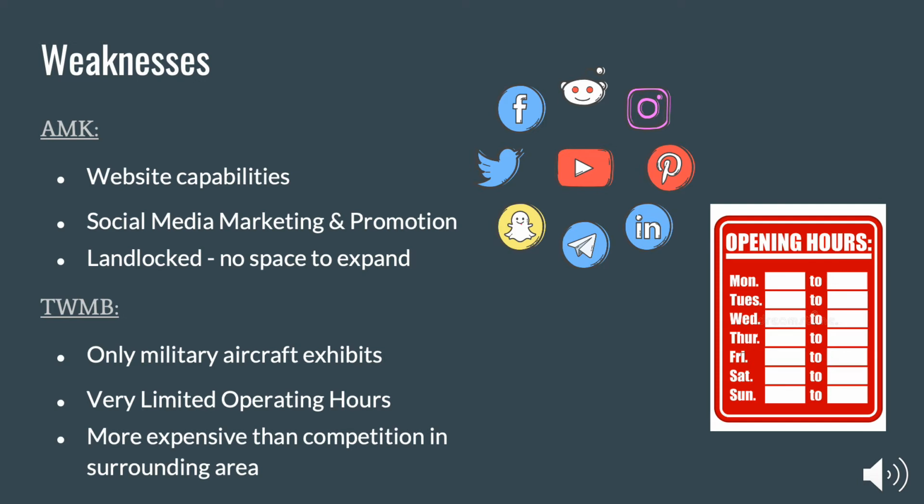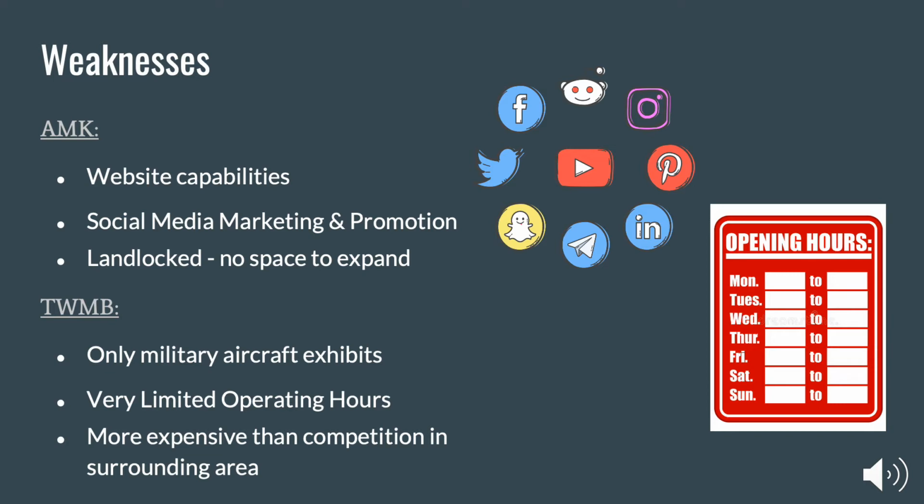All right, so now we're going to cover weaknesses of both AMK and TWMB. The first weakness of AMK is their website capabilities. When putting this report together and doing this project, we noticed that their website was undergoing a little bit of construction. However, a lot of the things on the website are not finished yet or just give basic information. We would suggest maybe putting up pictures with captions underneath so people can get a feel of what the museum's like before experiencing it in person.